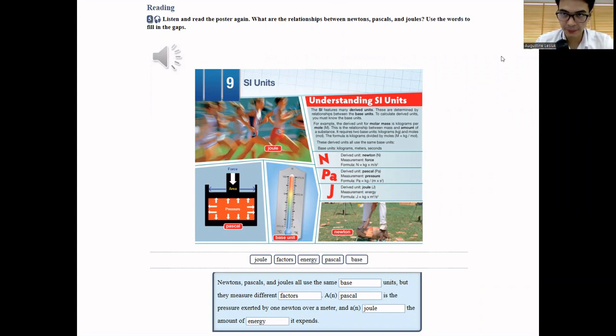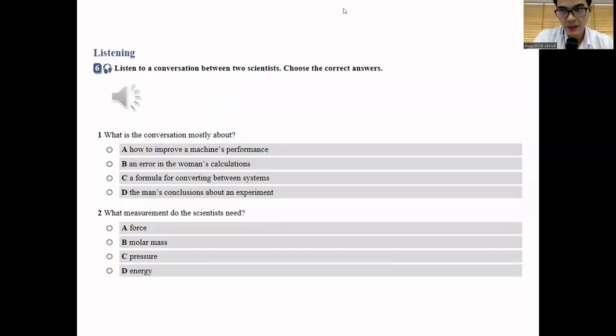Moving on. For the next listening segment, I want you guys to listen to a conversation between two scientists. Afterwards, you choose the correct answers for the following two questions. The first one asks, what is the conversation mostly about? And the second one asks, what measurement do the scientists need? Okay? So after you listen to the clip, pause the video, answer these questions yourselves first, and then resume the video for the answers.